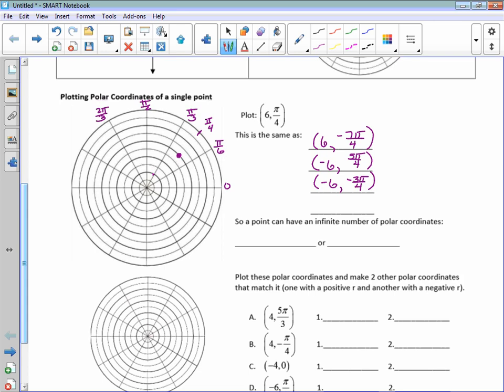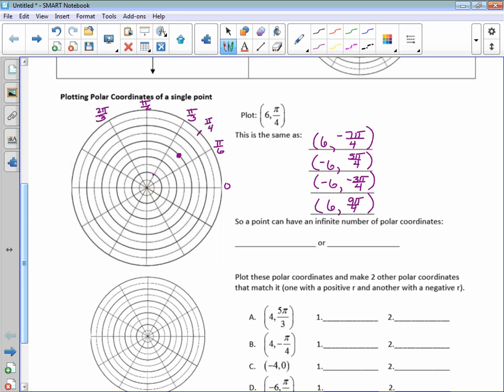Okay. If you wanted, you could even go around more than one time. So let's go back to it being a positive 6. What if I went all the way around and then to the pi over 4 again? What would that be? Yep. Kind of like coterminal angles, okay? Just different ways to get there. Questions on any of these? How those are working? Okay with the negatives?